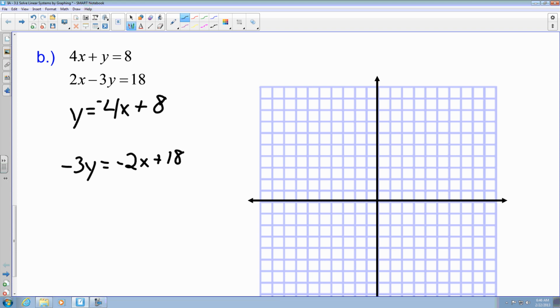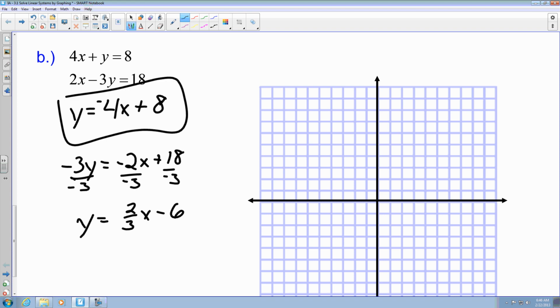I need to divide both sides by -3, so that's with every value there. So I got y equals, since it's two negatives, 2/3 x minus 6. So these are my two equations that are in slope-intercept form.